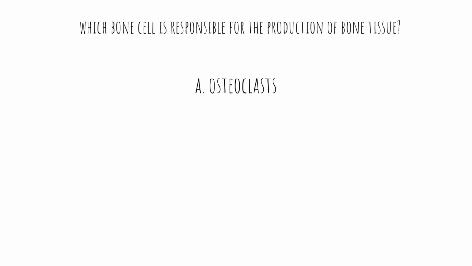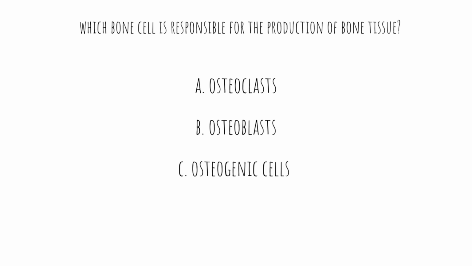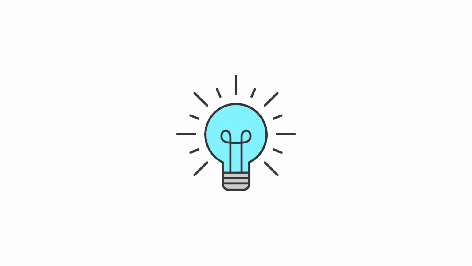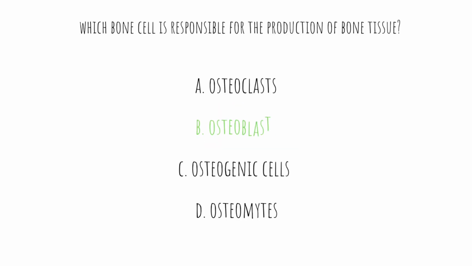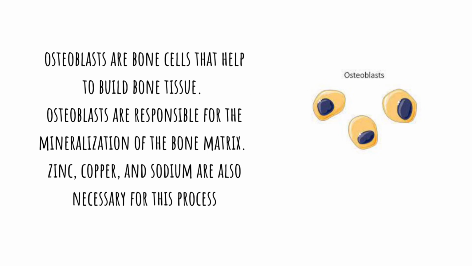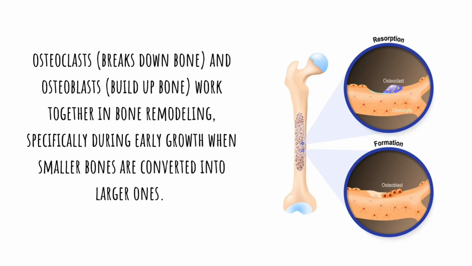A. Osteoclasts, B. Osteoblasts, C. Osteogenic cells, D. Osteomites. The correct answer is B. Osteoblasts. Osteoblasts are bone cells that help to build up bone tissue. Osteoblasts are responsible for the mineralization of the bone matrix. Zinc, copper, and sodium are also necessary for this process.